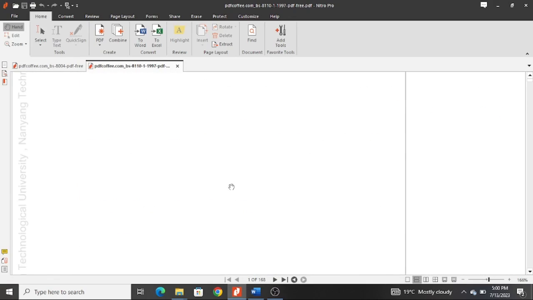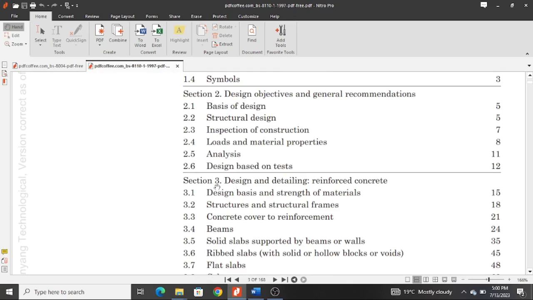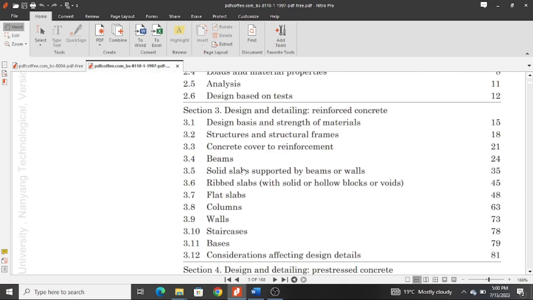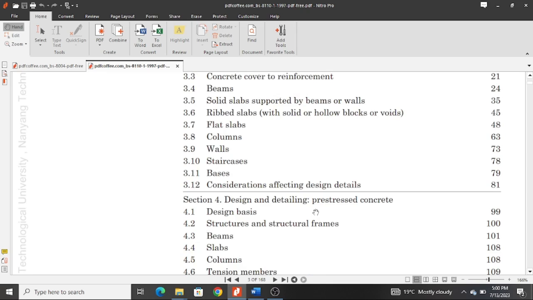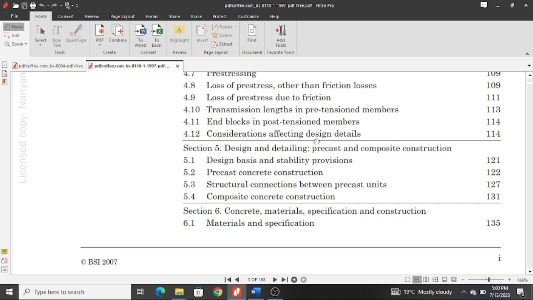Let's go back to the contents. Then the third section is the design and detailing of reinforced concrete. This is where most of the work is. This is where most of your formulas are. And then you have design and detailing of pre-stressed concrete. This is normal concrete and this is for pre-stressed sections. And then you have design and detailing of precast and composite construction.